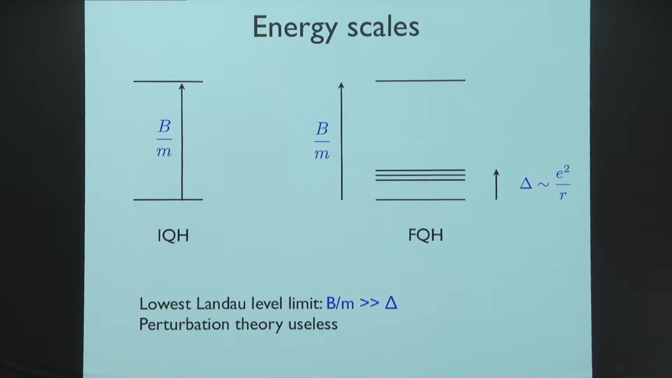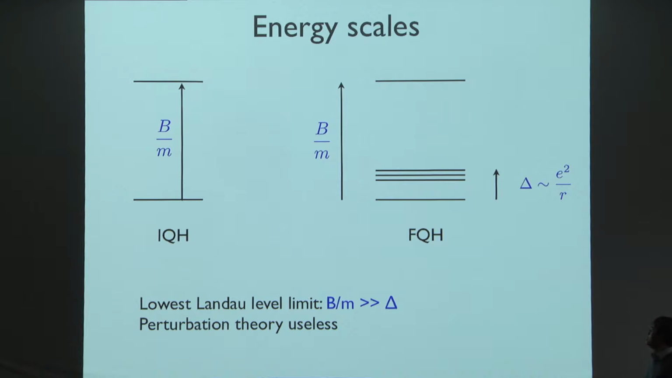So before going on, let us describe the energy scales appearing in the problem of the fractional quantum Hall effect. In the integer quantum Hall effect, there is one energy scale, B divided by m, which is the gap in the system. In the fractional quantum Hall case, on the other hand, there are 2 energy scales. The first energy scale is inherited from the integer quantum Hall problem and is still B divided by m. But there is a scale of the Coulomb energy, which is denoted as delta here. It is e squared divided by the typical distance between 2 neighboring electrons.